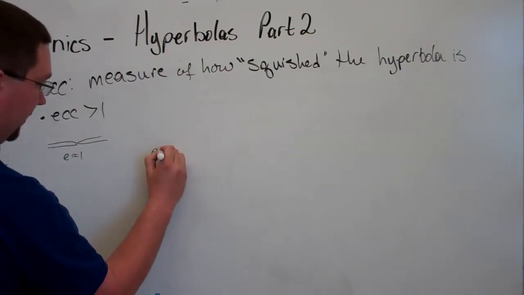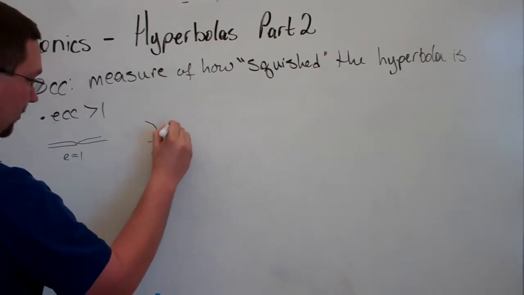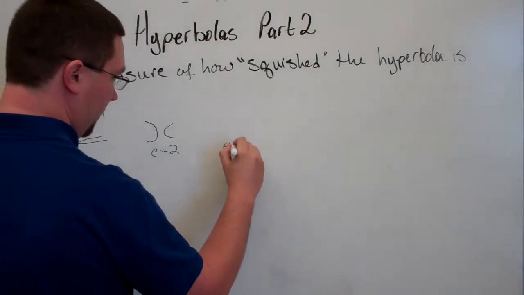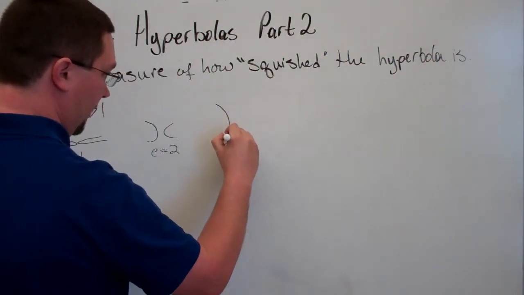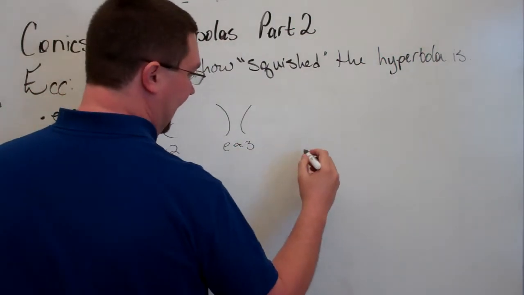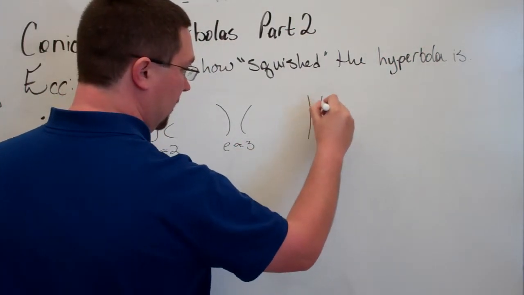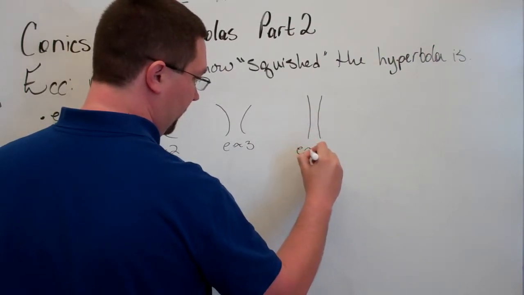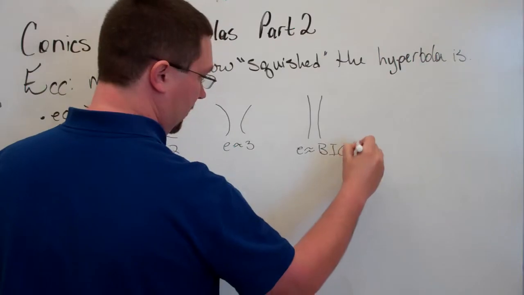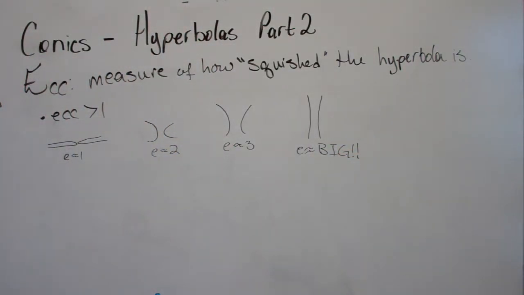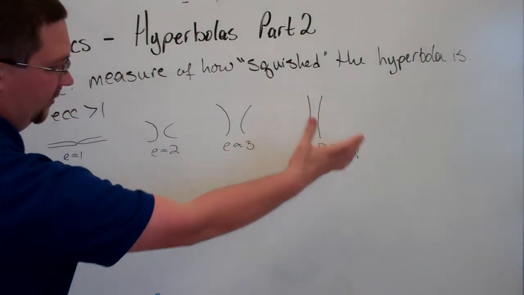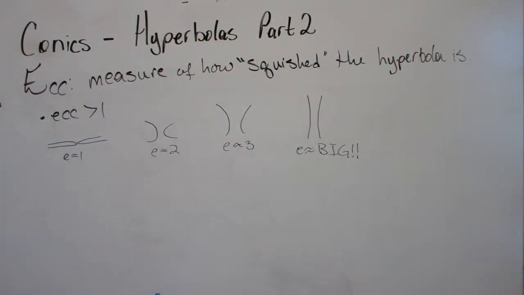If your eccentricity is about 2, it's going to be a little wider. Eccentricity of about 3, it's going to get wider still. And anything above that, they're going to approach straight lines. So the bigger your eccentricity gets, the straighter your parabolas become. If it's 1, they're going to be really, really squished together. And then as you get bigger, they're going to go closer to resembling straight lines.